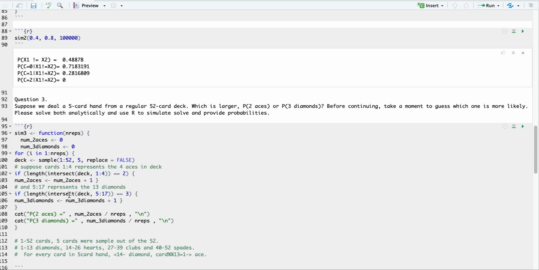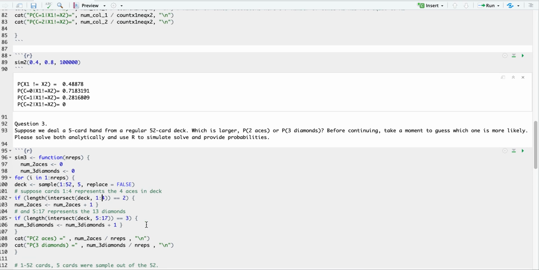If there are three values in that deck between 5 and 17, then you have three diamonds, and you return the number of aces upon the number of repetitions. So the number of times you had two aces upon the number of repetitions, and similarly the number of times you had three diamonds upon the number of repetitions. That should have been the three simulations.